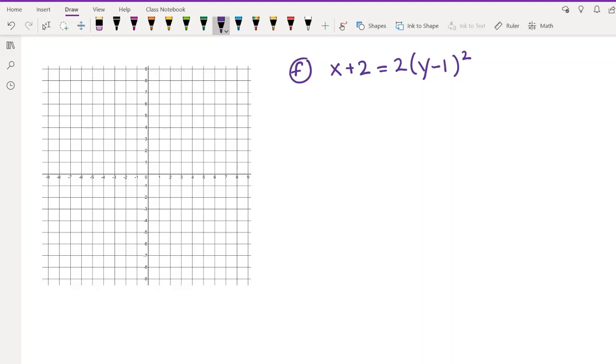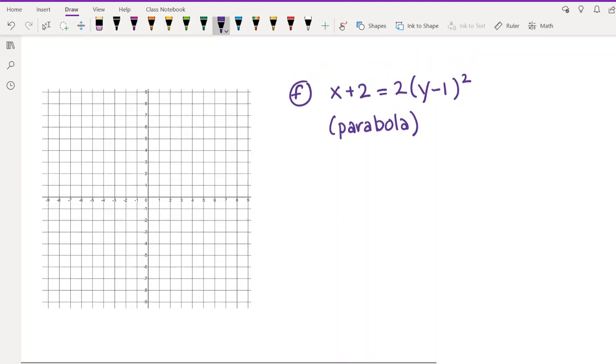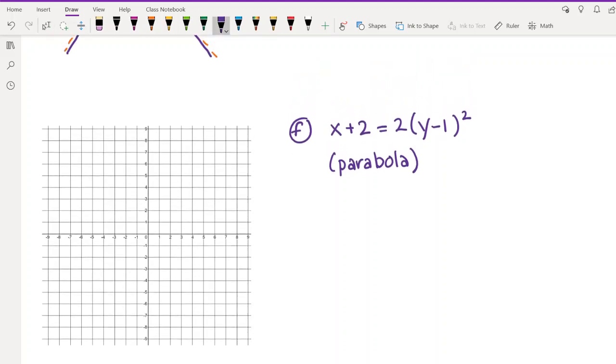So this one, because we are only squaring y, there's no x being squared, that tells us that this is going to be a parabola, and it's going to be a sideways parabola. It's not going to be the shape that you learned in your algebra classes. It's going to be a sideways parabola. So similar with the other ones, we want to look at the numbers that we're adding and subtracting from x and y to tell us what the shift is, because for a parabola, that tells you where the vertex is.